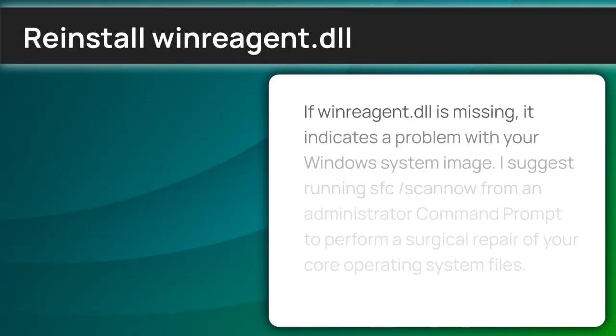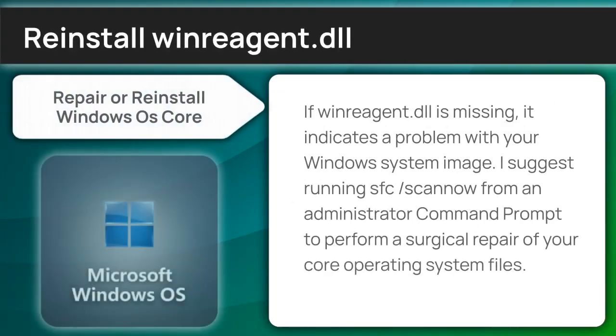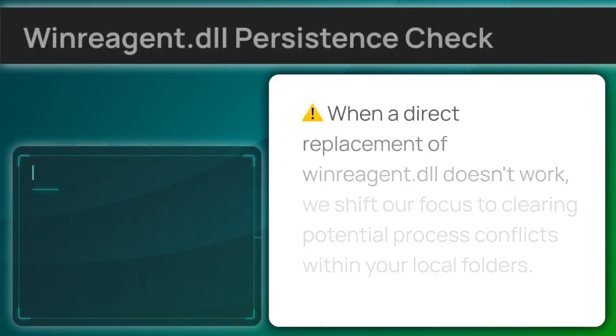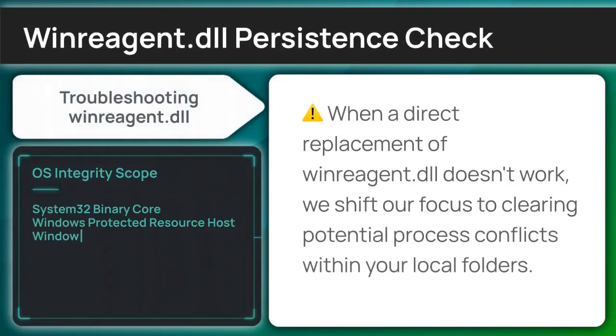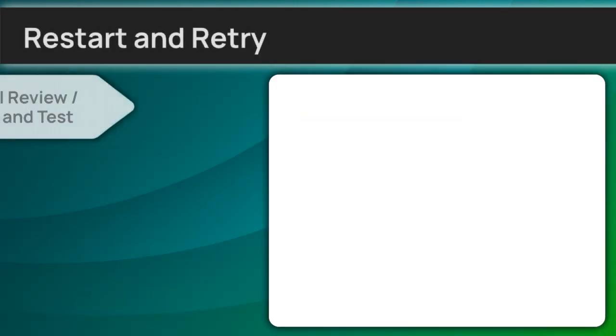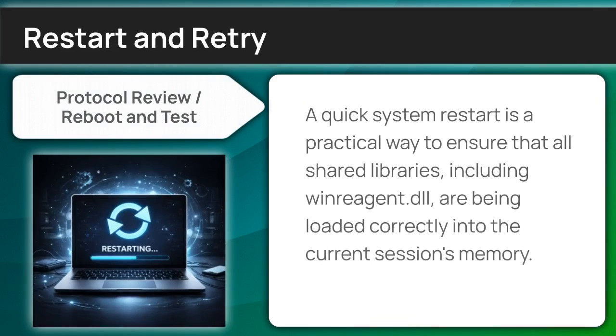If Windows Recovery Agent DLL is missing, it indicates a problem with your Windows system image. I suggest running sfc /scannow from an administrator command prompt to perform a surgical repair of your core operating system files. If you're still finding yourself stuck after the reinstall, our next priority is to check for any active blocks in the system path. A standard reboot clears out temporary memory conflicts and gives the Windows loader another chance to properly register the Windows Recovery Agent component during startup.